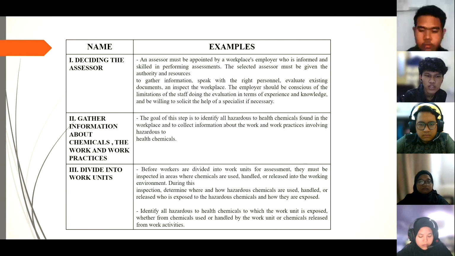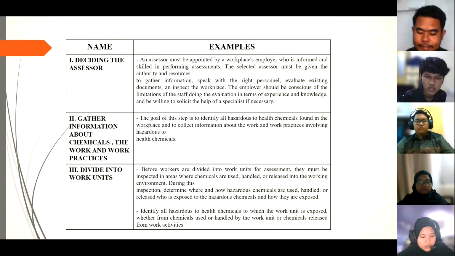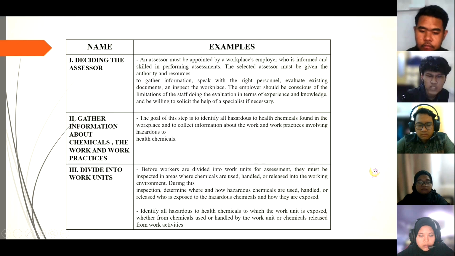And for the next step, divide into work units for assessment. They must be inspected in areas where chemicals are used, handled or released into the working environment. During the inspection, identify where and how hazardous chemicals are used, handled or released, who will be exposed to the hazardous chemicals, and identify all hazardous to health chemicals to which the work unit is exposed, whether from chemical use or handling by the work unit or chemical use from work activities.